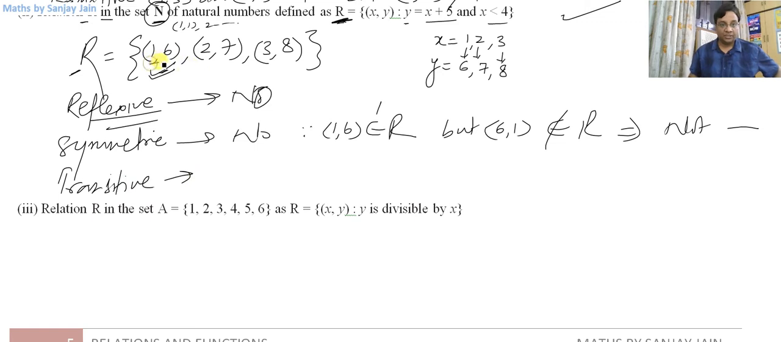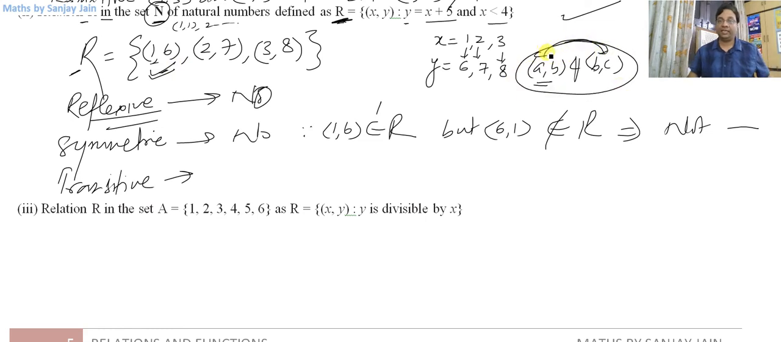See, 1 comma 6 is there, 6 comma something is not there. 2 comma 7 is there, 7 comma something is not there. 3 comma 8 is there, 8 comma something is not there. So until we have A comma B and B comma C in the relation, we don't have to look for A comma C. What I mean is, there is nothing of the form A comma B and B comma C. There are not two ordered pairs where the second element of one is equal to the first element of another. So such a situation is not there, and we don't have to worry about A comma C being present or not.